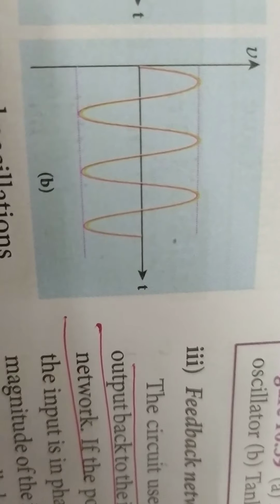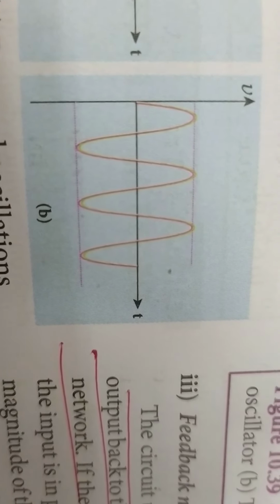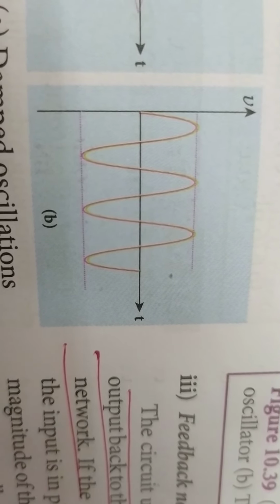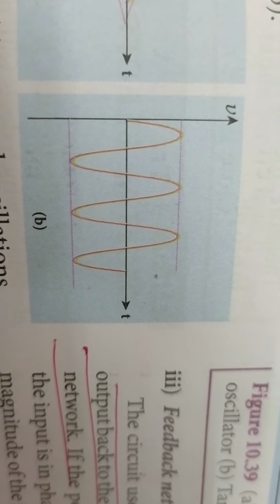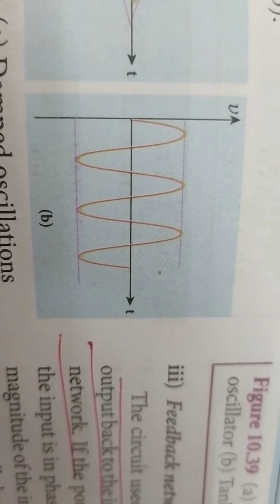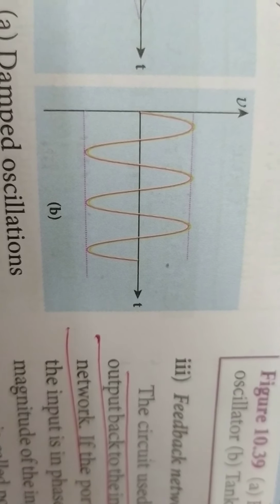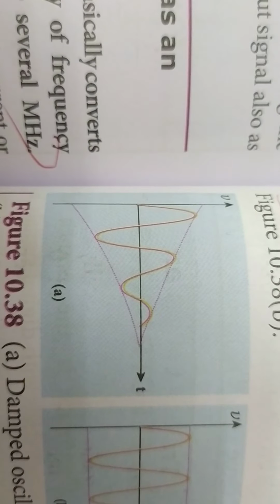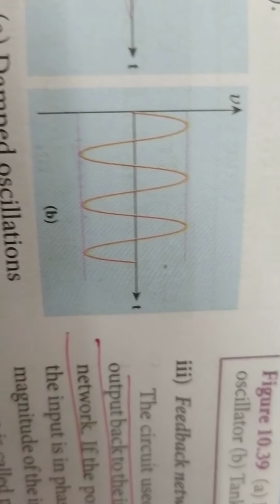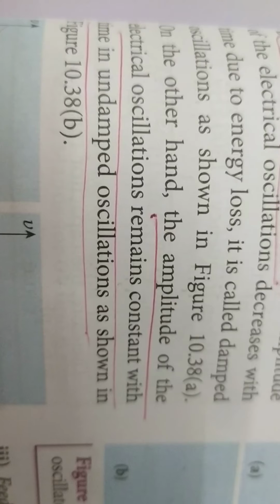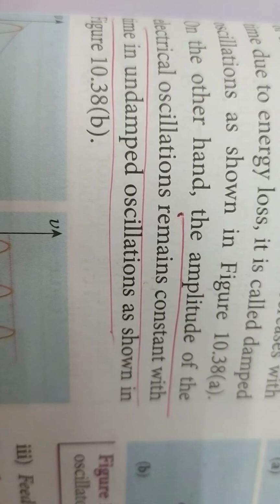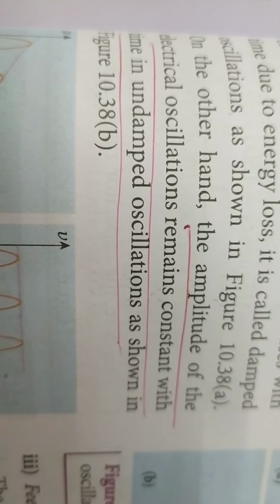And here this is the diagram for undamped oscillation, where the amplitude actually refers to the height of the wave, and the amplitude will not change, it will remain constant. So these are called damped oscillations and these are called undamped oscillations. So here the amplitude of the electrical oscillations remains constant with time in the undamped oscillations.